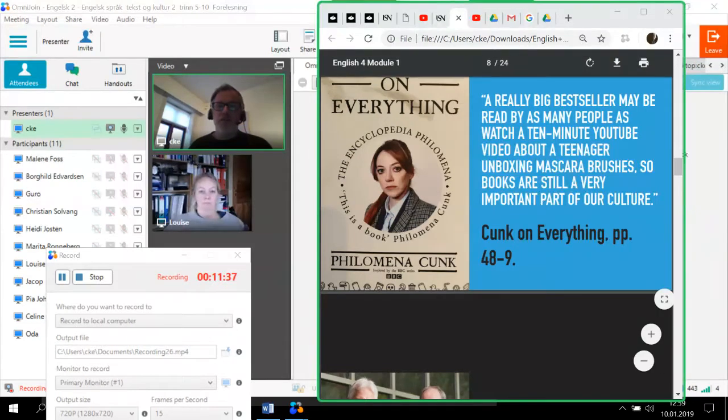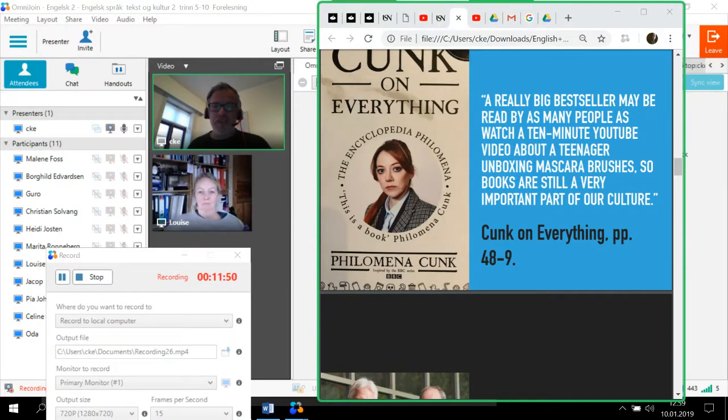I love this quote which I've picked out. I know you Tuesday guys had this already. A really big bestseller may be read by as many people as watch a 10-minute YouTube video about a teenager unboxing mascara brushes. So books are still a very important part of our culture. That is the yardstick today.